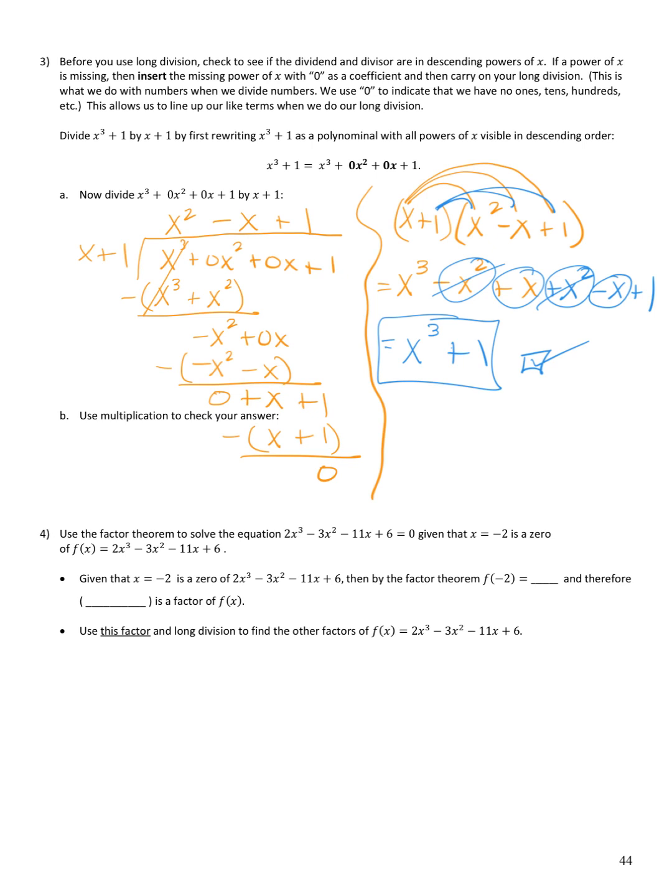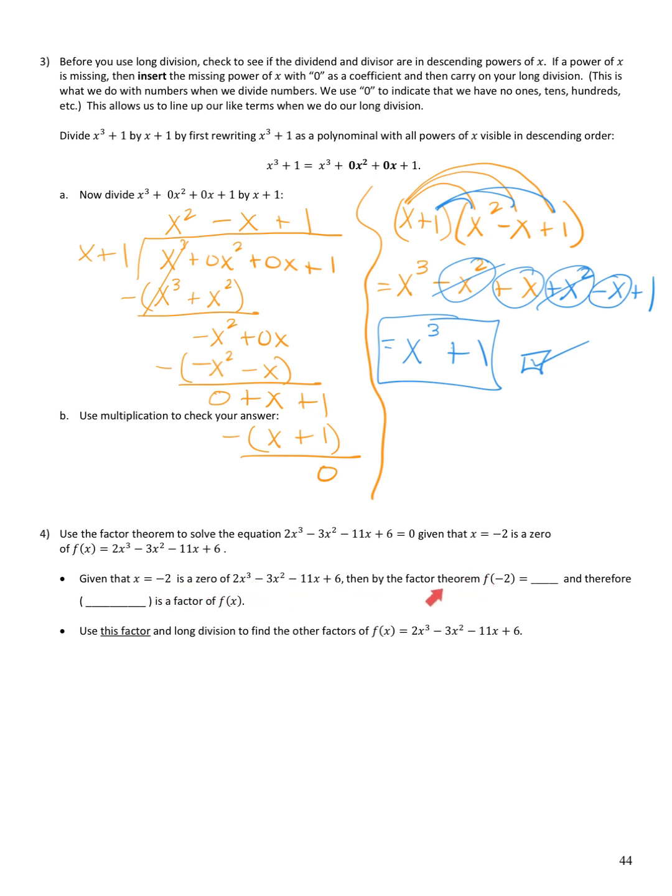Number 4, use the factor theorem to solve the equation 2x cubed minus 3x squared minus 11x plus 6 equals 0, given that we already know that x equals negative 2 is a 0. So I already know one solution to this equation. Negative 2 is one solution.